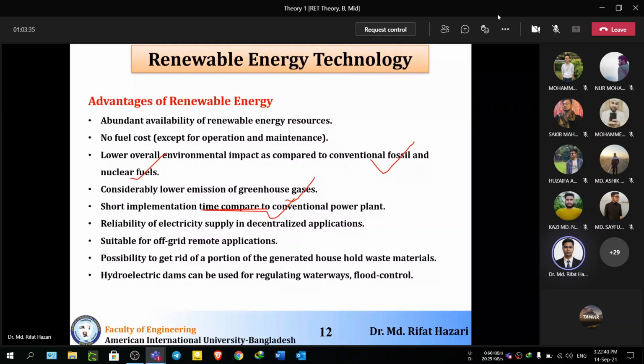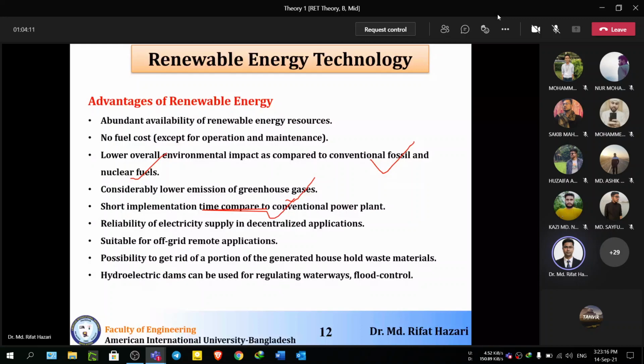Okay, and it is also very suitable for remote locations. For example, if you want to install a wind turbine or PV system in remote locations, for example in Hatia, or Sandwip, or Saint Martin, this sort of power station based on renewable energy is very suitable. And if you talk about biogas or biomass, you are generating electricity from household waste materials. The municipal waste that you get in your house, from that municipal waste you are generating electricity. So these are the primary benefits or merits of renewable energy.